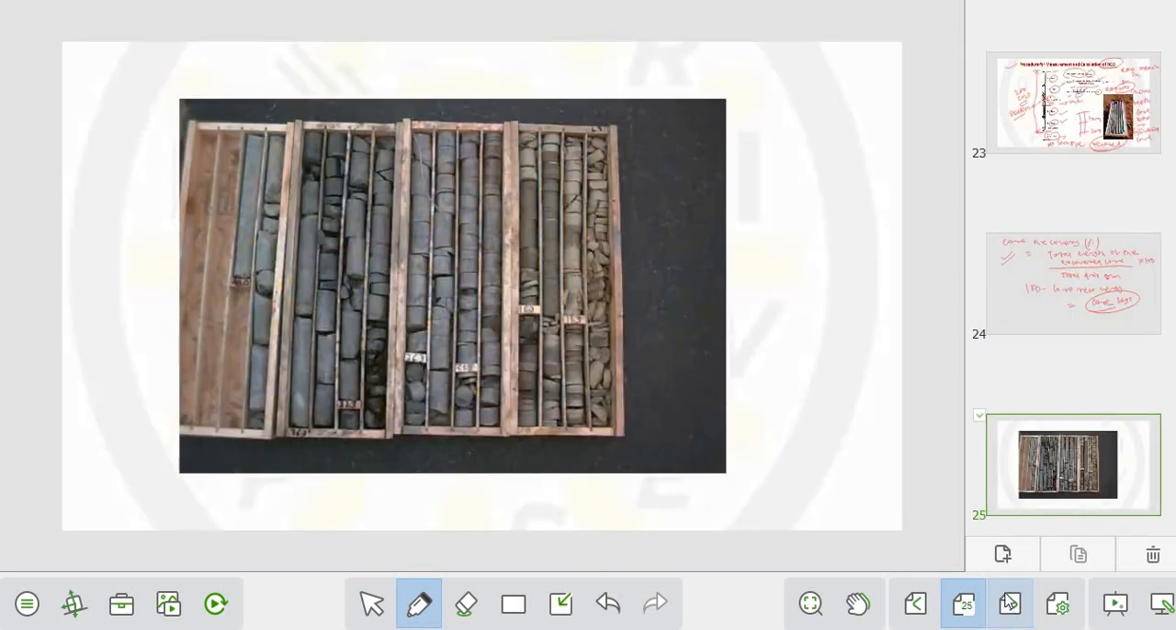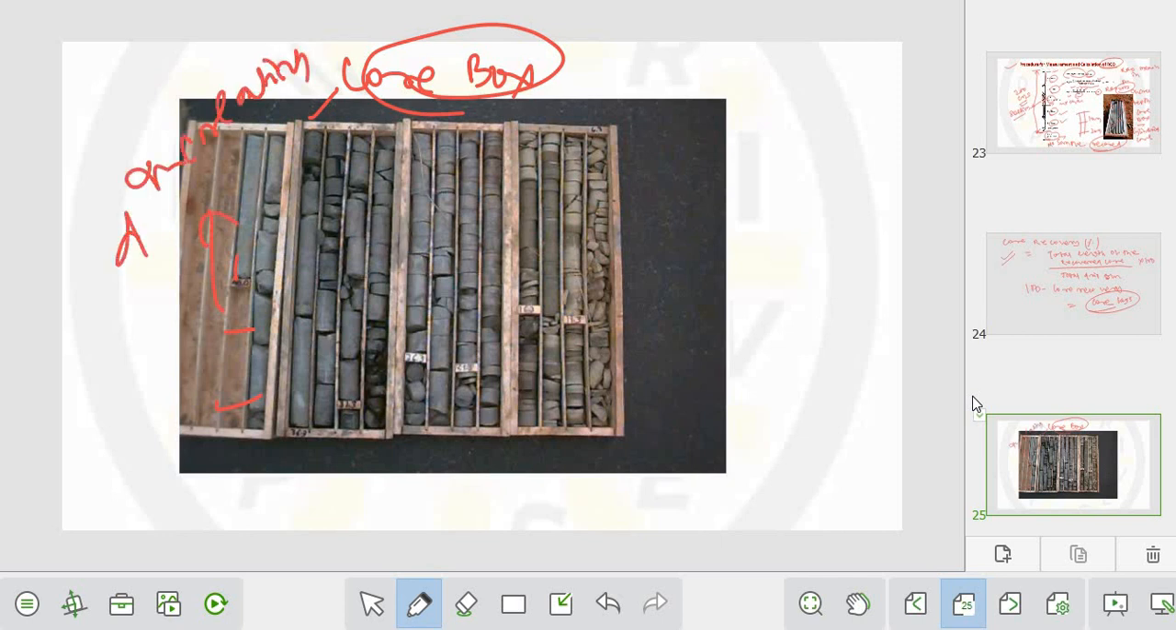Next go to this part. So this is the core box. We normally arrange like this according to depth, increasing depth. हम सजाते हैं इसको, ठीक है. We arrange in increasing depth manner. So all this type of cylindrical core sample is there.